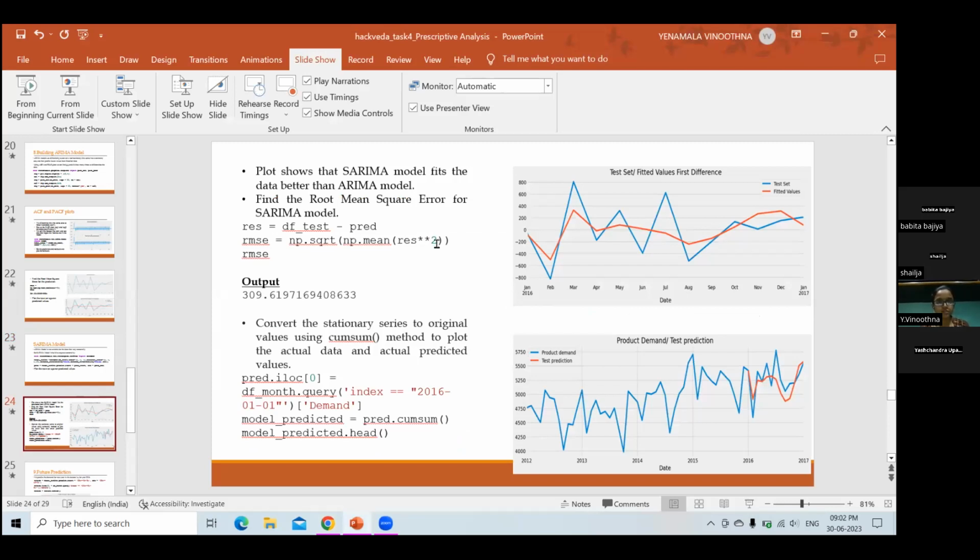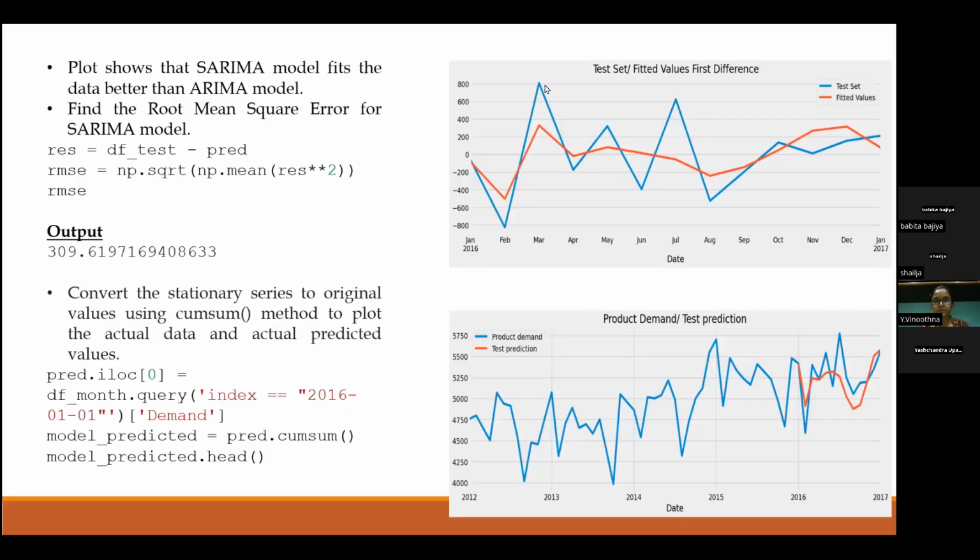So this is the fitted graph, and this is the test graph. This graph represents the test values, and this orange line represents the fitted values. So the SARIMA model has performed very well when compared to the ARIMA model.